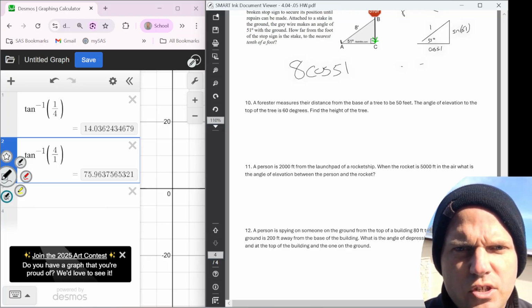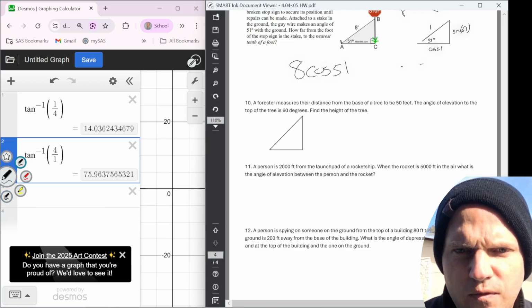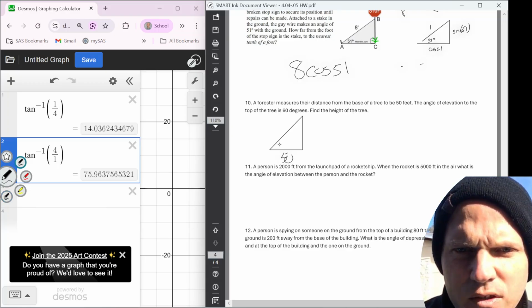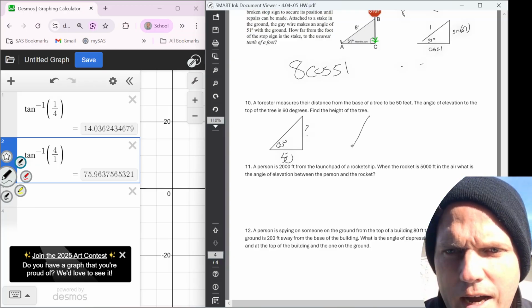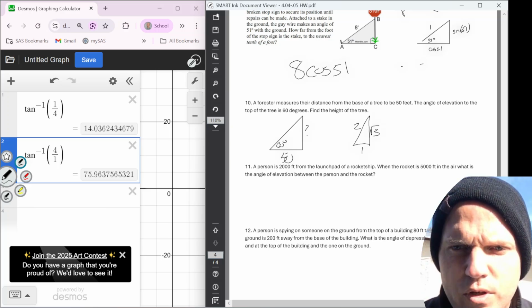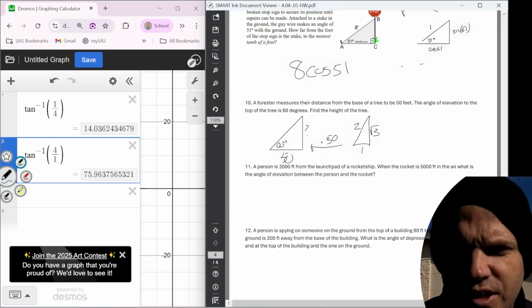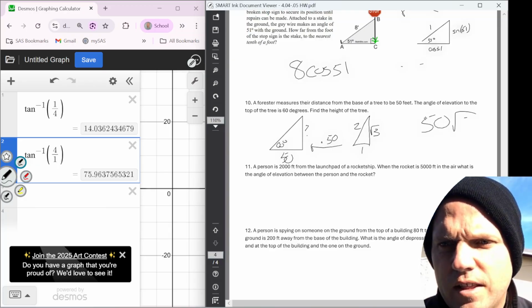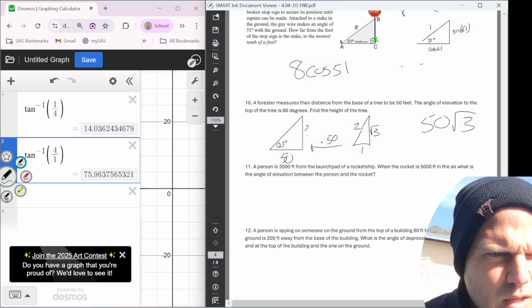Sometimes you'll have to draw a picture. We have a distance from the base of a tree of 50 feet. The angle of elevation is 60 degrees. What's the height of the tree? Oh, I know a 30, 60, 90 triangle. Small, medium, large, 1, √3, 2. I can see that the scale factor is times 50, so that I know that the height of the tree must be 50 times √3.